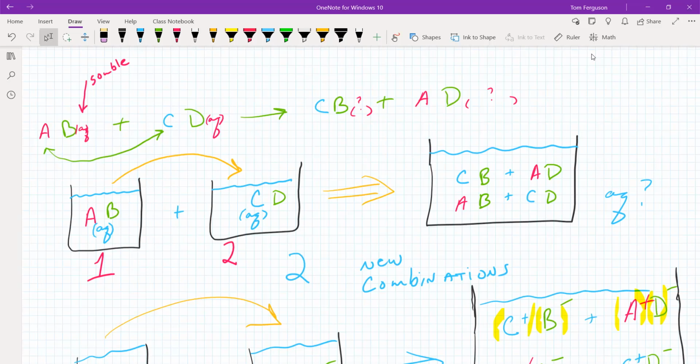Yeah, so you're just going to do one or the other. One or the other. So I usually just say switch the cations because it's the first one. Okay, so that's the deal.